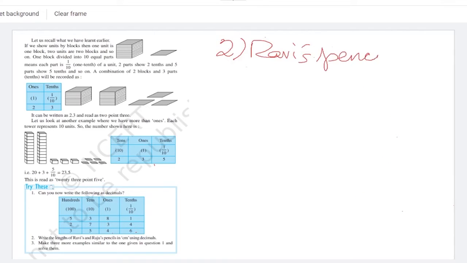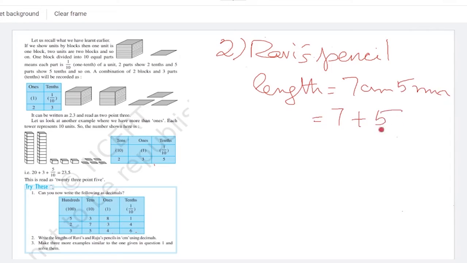Ravi's pencil length is equal to 7 centimeters 5 millimeters. 7 centimeters is 7 only. 5 millimeters is 5 by 10 centimeters. So that will be 7 plus 0.5 centimeters is equal to 7.5 centimeters. Okay.